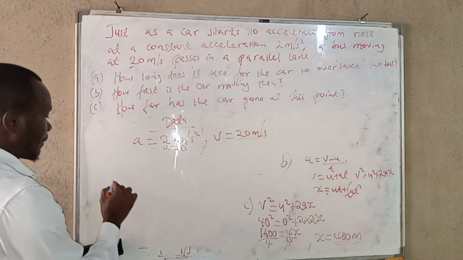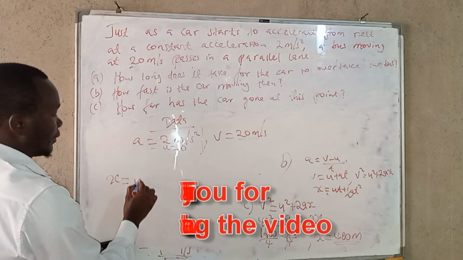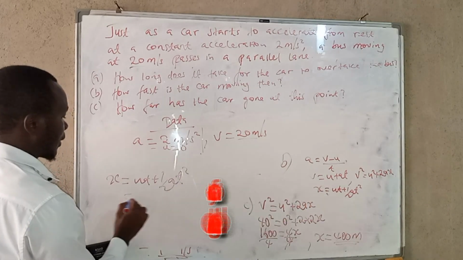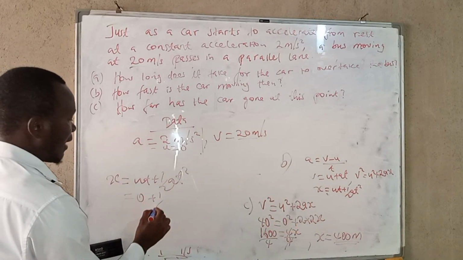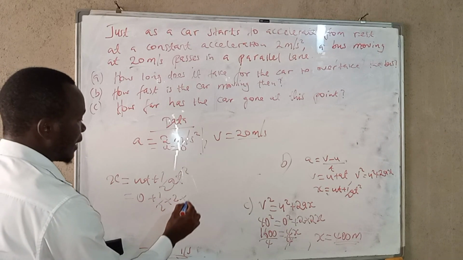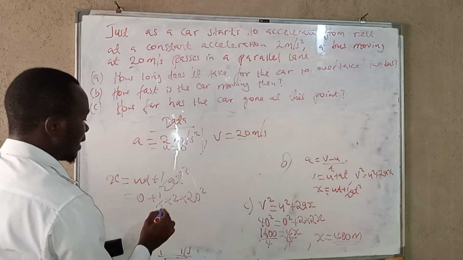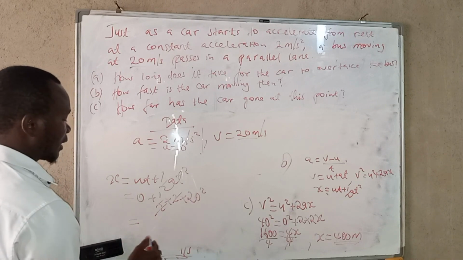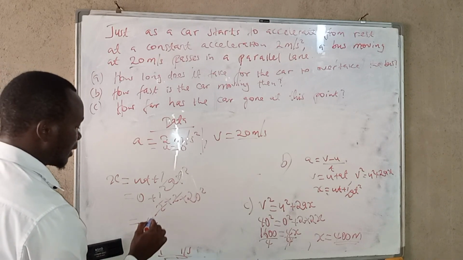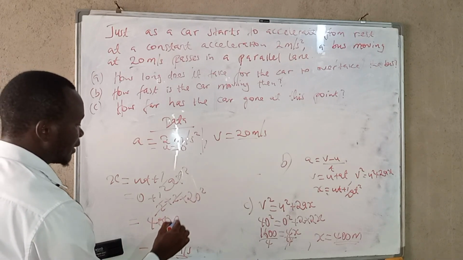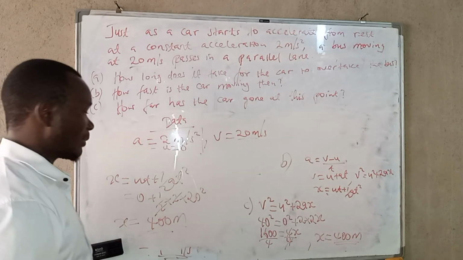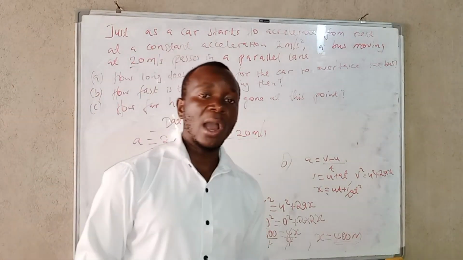So we have x is equal to ut plus half at squared. Here we have 0 plus half times 2 times 20 squared. This and this will go, and what we're going to have is 20 times 20, which is 400 meters. So this is the displacement. This is how far the car will have gone.